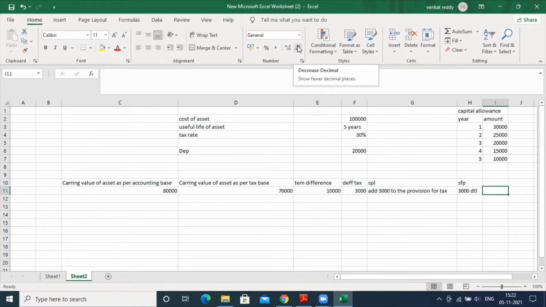I already mentioned at the beginning of the session that deferred tax will be calculated only on the temporary difference. In this case also there is a temporary difference of 10,000, and if you apply the 30% tax rate on it, we get a deferred tax of 3,000. We add this 3,000 to the provision for tax in the statement of profit and loss account, and recognize it as a deferred tax liability in the statement of financial position. So this is for year 1.